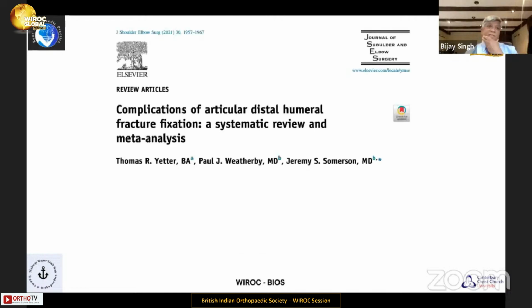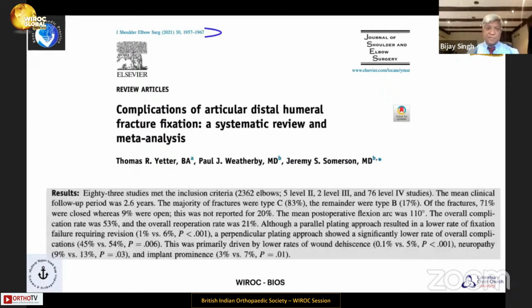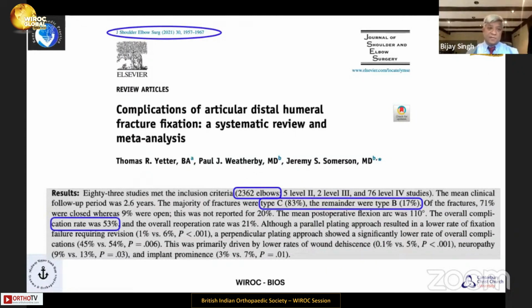If you look at the literature review, this was published recently, Complications of Articular Distal Humerus Fractures, looking at nearly 2,500 elbow fractures. Vast majority of them were type C. Overall complication rate was nearly 53%, and the reoperation rate was 21%. And it showed perpendicular plating approach showed significantly lower overall complication rate compared to the parallel plating.